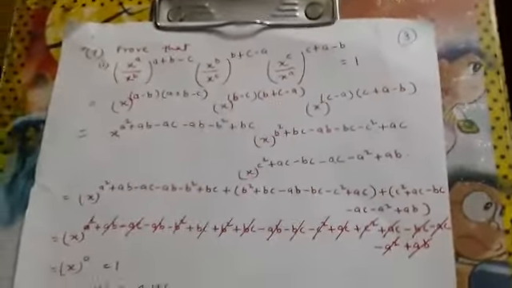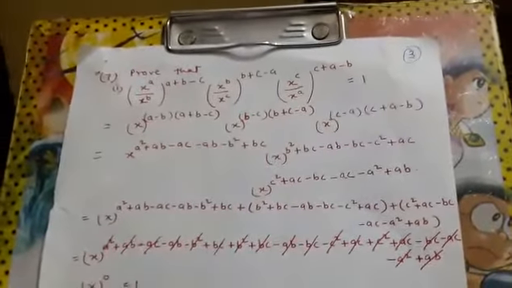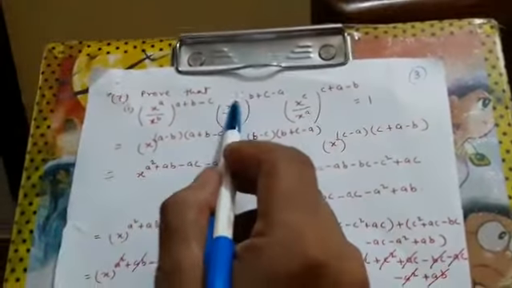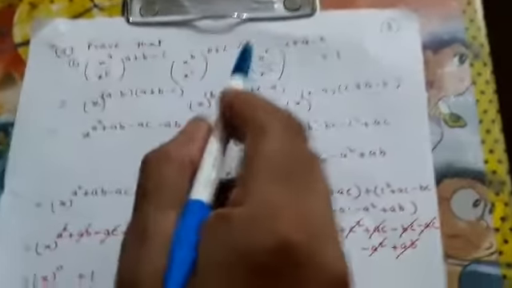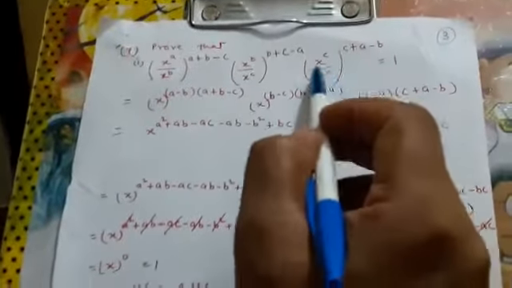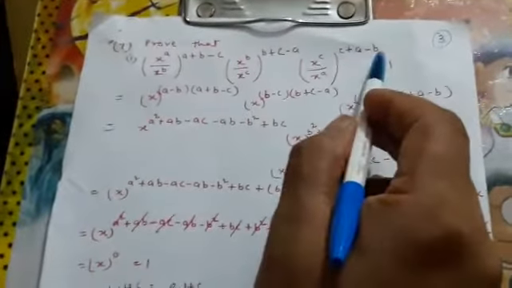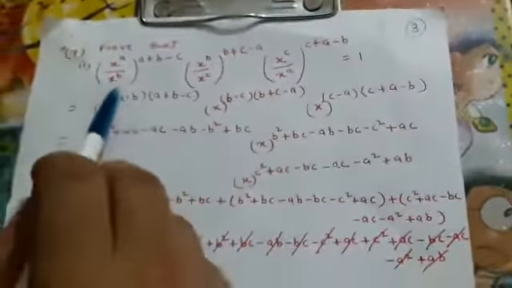Question number 7. Prove that, first part, (x power a upon x power b) bracket close power a plus b minus c, into (x power b upon x power c) bracket close power b plus c minus a, into (x power c upon x power a) bracket close power c plus a minus b, is equal to 1. We have to prove that its value will be 1. Let us see how we'll prove it.